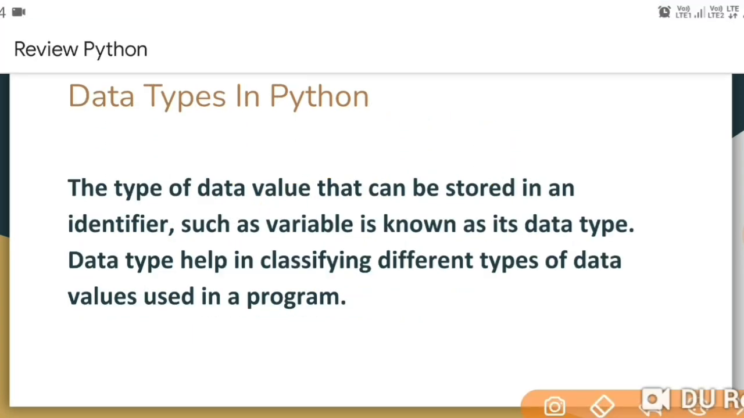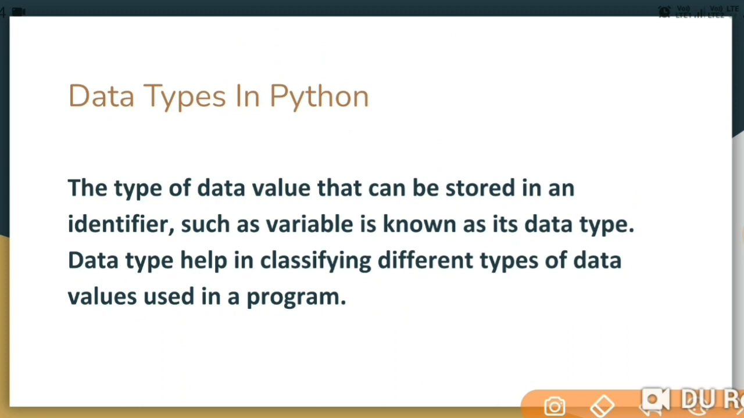Next one is data type in Python. The type of data values that can be stored in an identifier, in which we can identify our data, such as a variable, is known as a data type. So data type helps in classifying different types of data values which are used in our program. Got it?